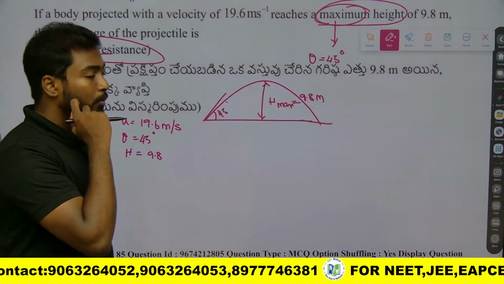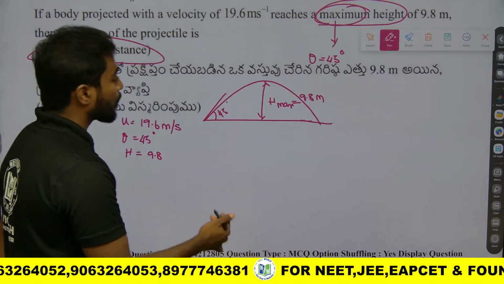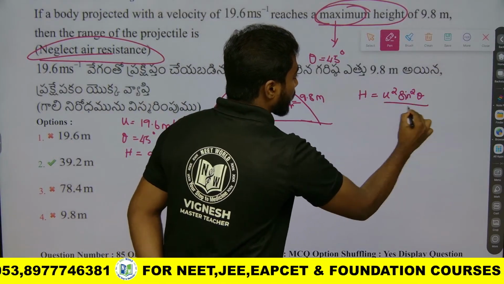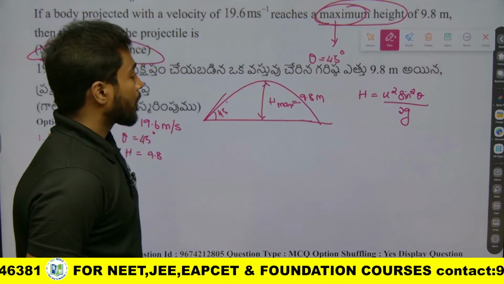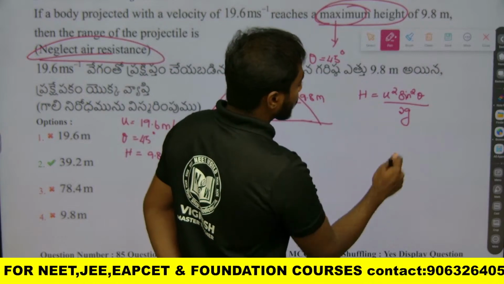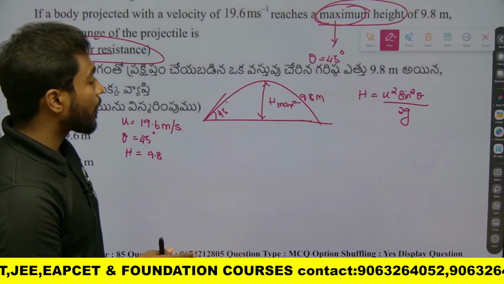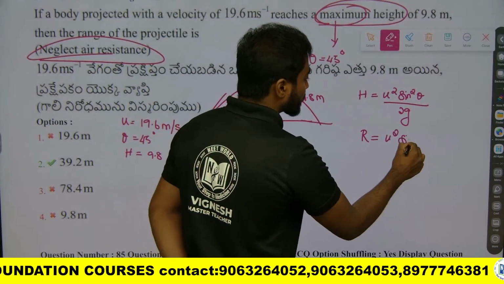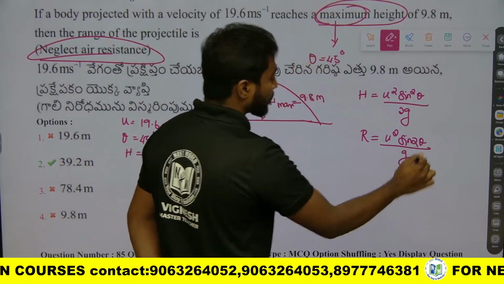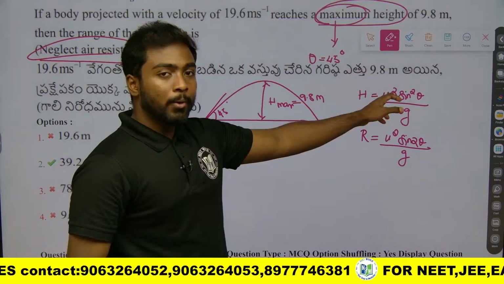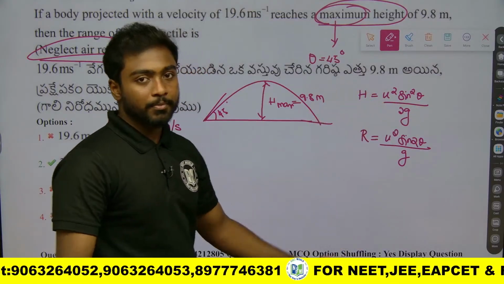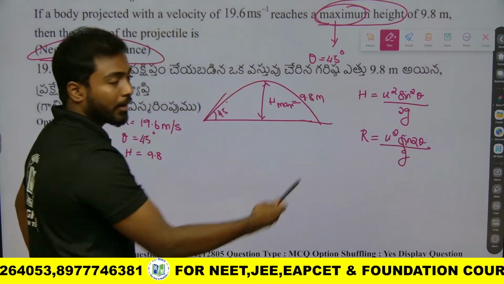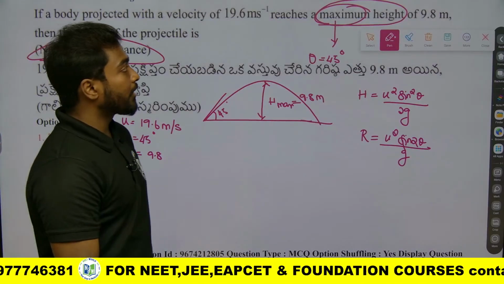I know the formula for range, and I know the formula for height also. H is equal to u square sine square theta by 2g. I can find nothing from this one. I know the angle, I know u, I know h also. But what about R? R is equal to u square sine 2 theta by g. In this case I know u, I know the angle, I know g. So I can find the range. The only thing is I need to find the angle.